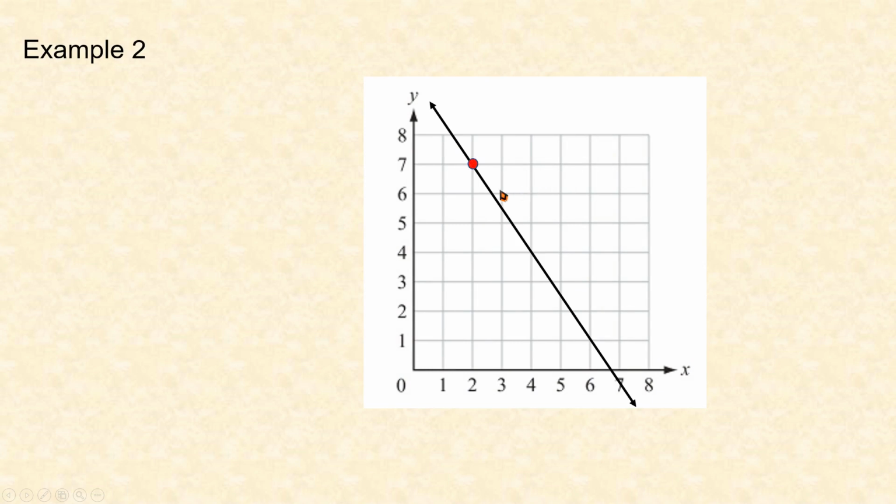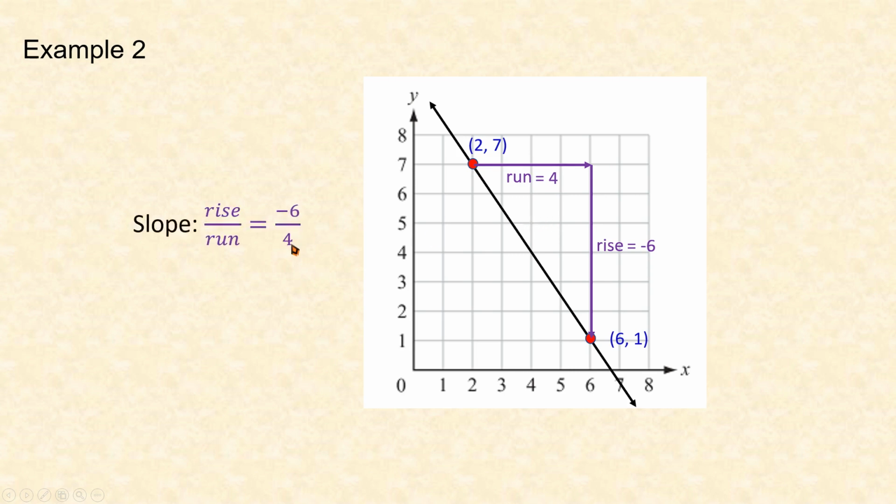Okay, so here is another example here. I have this line, and I want to pick 2 points. This one is 2, 7, and this point is 6, 1. There's my triangle, my up and down, my rise and run. My rise is going to go down, so it's negative 6. My run is going to the right, so it's positive 4. So my slope is rise over run, negative 6 over 4, and I can simplify that into negative 3 over 2.